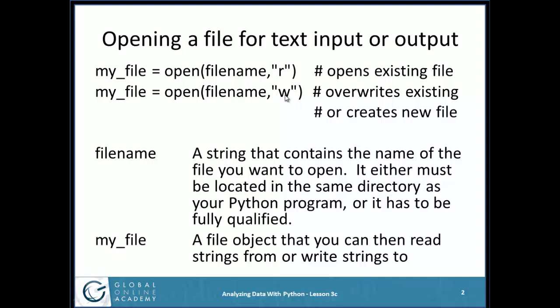It will overwrite it. So if you already had a file by the name of output.txt and you opened output.txt for write again, it would wipe out the existing contents and write new contents to it. So you give a variable name on the left of the equal sign. My file is going to be a file type object that you can use later on for reading or writing. So my file equals open, file name with an R, or my file equals open, file name with a W.